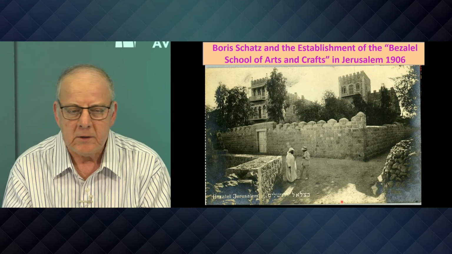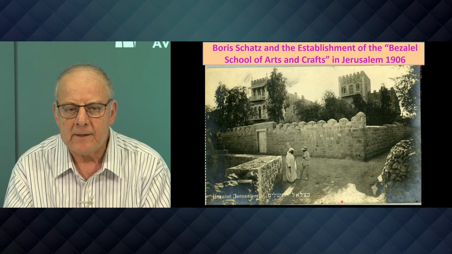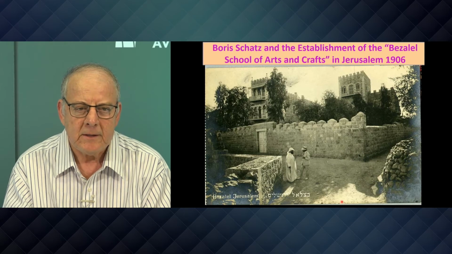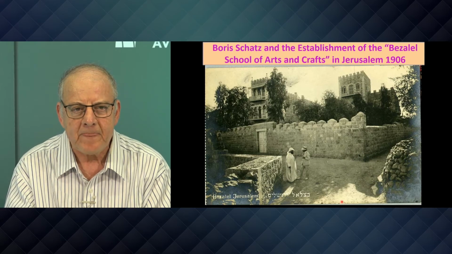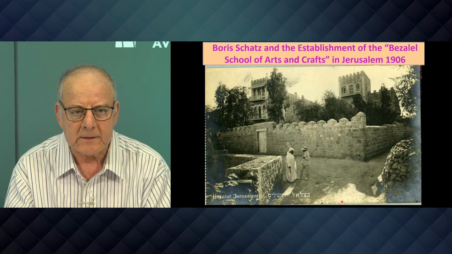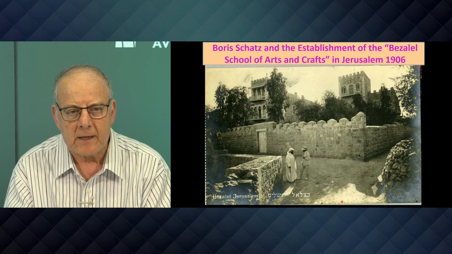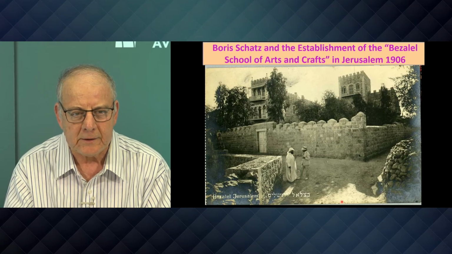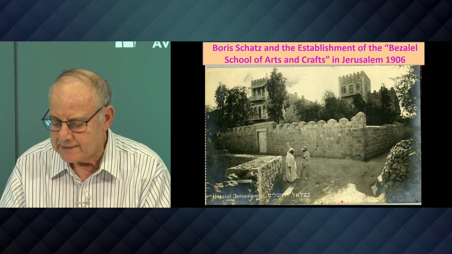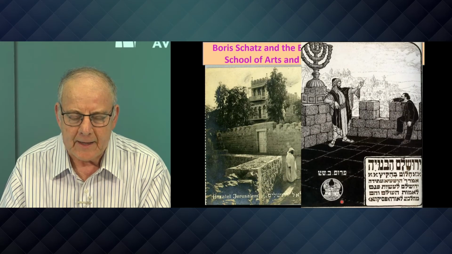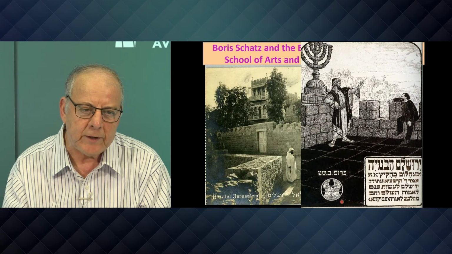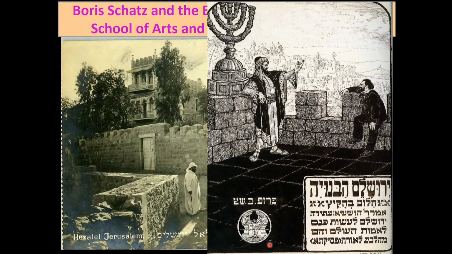establishes the school of Bezalel, the famous school of Bezalel, here in Jerusalem, on Shmuel Hanagid Street today. Keren Kayemet buys the place for him, and he starts to disseminate this ideology in his school. The ideology is to bring the heroic times of the past, of the Bible and the Hashmonean period, the Maccabean period, to life again.